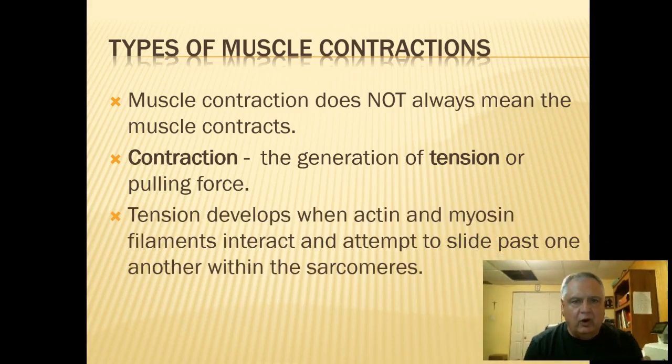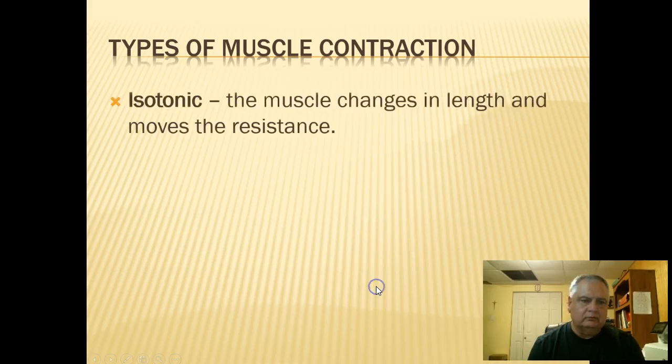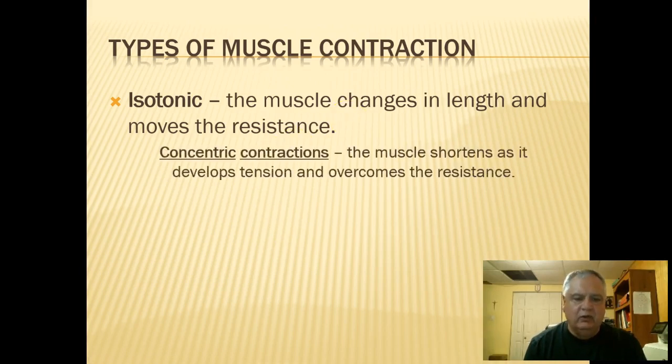That's because the muscle's not always necessarily going to shorten when contraction takes place, but tension or pulling force will be created. This tension develops when actin and myosin filaments interact and at least attempt to slide past one another within the sarcomeres. With that in mind, we can look at what we call isotonic muscle contractions. These types of contractions occur when the muscle changes in length and moves the resistance.